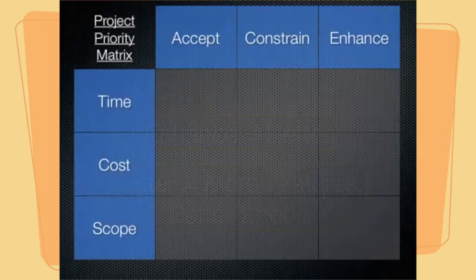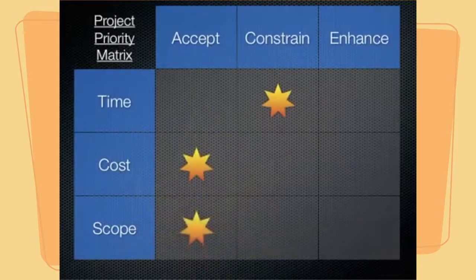Let's consider another example. In this example, we're going to constrain time, we're going to accept changes in cost, and we are also going to accept changes in scope. So this is not atypical of what you might find with something like a software development project, where we have a specific deadline that we have to meet. Maybe we're releasing this piece of software at a trade show or some other event that has other impact on how well this product is going to sell. So it's vitally important that we constrain that time. So we are willing to accept changes to the cost or to the scope of our project.